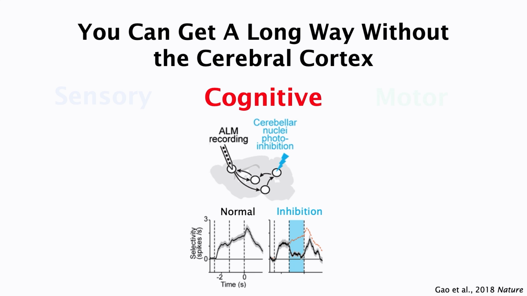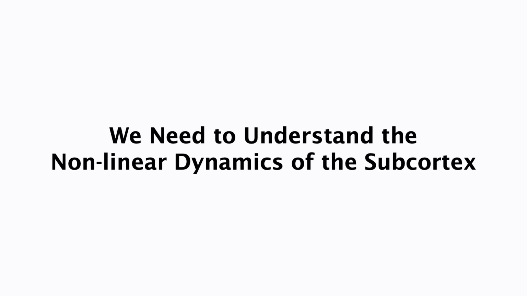So in other words, here we have a cerebellar system that's involved heavily in working memory, which would be undeniably considered a cognitive function by almost anyone in this audience. So I think this is really challenging for us. We now need to question what kinds of answers we are looking for, and I think we really need to understand the impact of the subcortex on the nonlinear dynamics of the system.